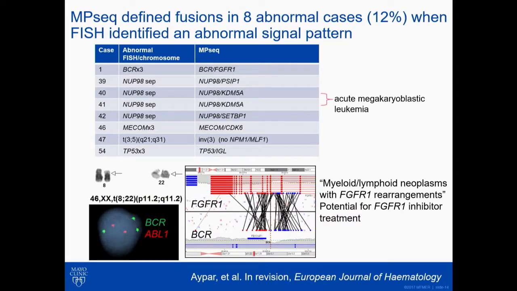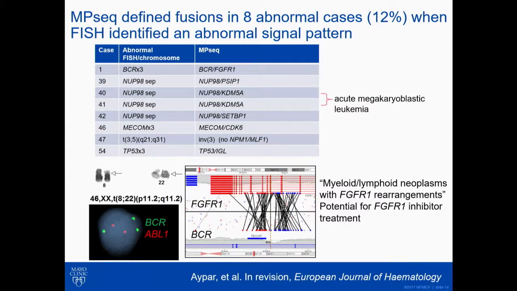In addition, mate pair sequencing identified novel fusions in 8 abnormal cases where we did identify an abnormal FISH pattern. So the case on the bottom shows that while this patient did not have a BCR-ABL rearrangement, we did identify 3 BCR signals, and mate pair sequencing proved an FGFR1-BCR rearrangement, giving this patient the WHO myeloid neoplasm with FGFR1 interpretation and the potential for FGFR1 inhibitor treatment.